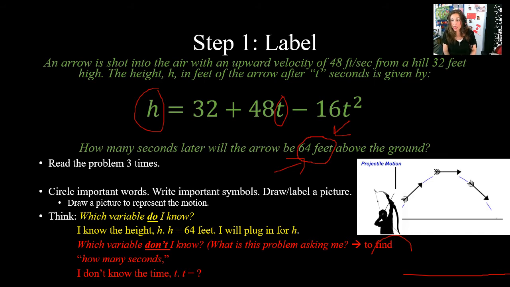I don't know time, right? And when you're thinking through these variables, you're asking which variable do I know? Well, I know h, and which variable don't I know? What's the problem asking me? Well, it's asking me to find how many seconds later. Seconds are a time. So I don't know t. I don't know the time. So that's the variable I'm going to be solving for. Okay? So now I can plug in for h and I can solve for t. Now it's just a matter of doing the algebra.